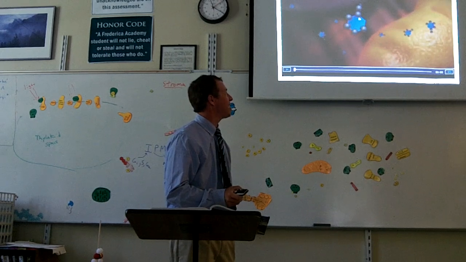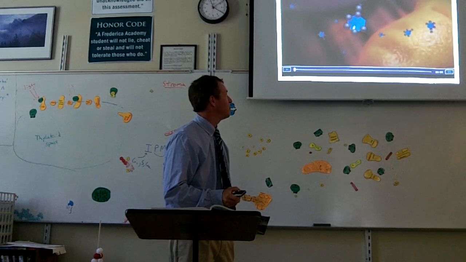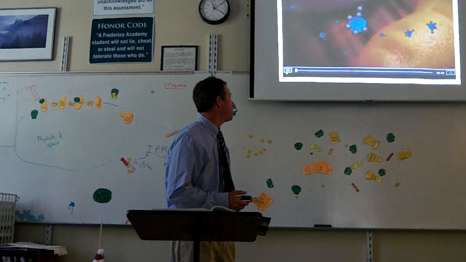Okay, so let's review what happens in glycolysis. Guess what this hexagonal shaped molecule is? Glucose. That's glucose. Let's watch what happens to it.